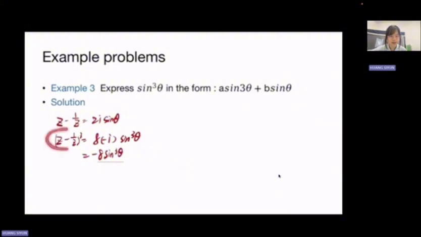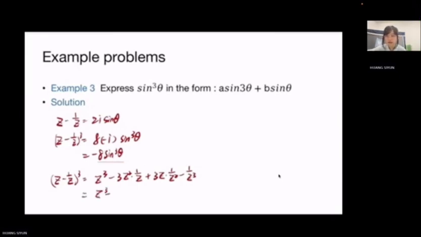And next, we need to expand this. So we can write it as z cubed minus 3 times z squared times 1 over z plus 3 times z times 1 over z squared minus 1 over z cubed. And then we just combine the terms with z cubed and combine the terms with z to the power of 1.